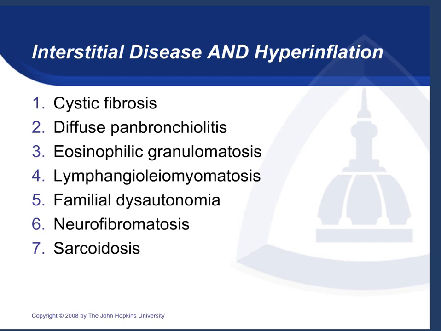That probably would not be a question you'd be asked on the boards. Eosinophilic granulomatosis, lymphangioleiomyomatosis that Dr. Wise showed pictures of, familial dysautonomia, something I would never be able to recognize, but it is on the differential. Neurofibromatosis can cause interstitial disease and emphysema, and then sarcoid, which we just saw.